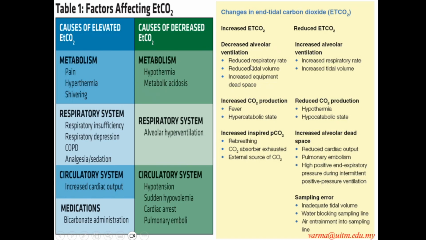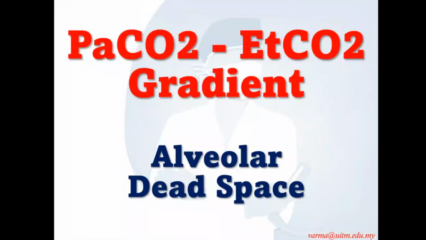This is one way of categorizing it. Another way is by decreased alveolar ventilation, increased CO2 production, and increased inspired PCO2, which I mentioned. I will share this again so you all can learn. Another thing, don't only look at the physiology, the human, also look at the equipment. Equipment problems can be sampling error, inadequate tidal volume, water blocking the sample line, or air entrapment into the sampling line. Another one is exhausted soda lime, which gives an elevated baseline and elevated EtCO2.